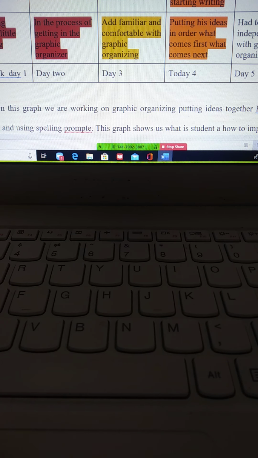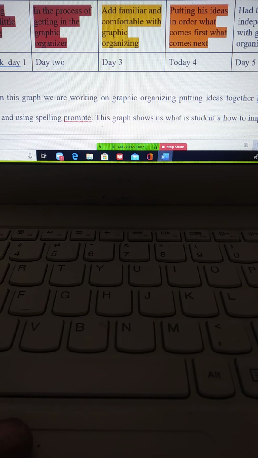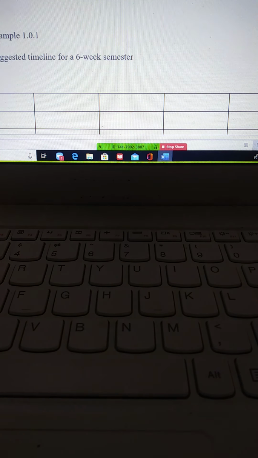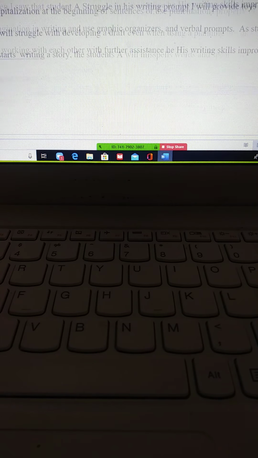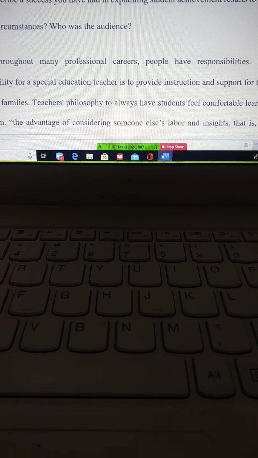I think that's a good idea though, because it's like a record of what the child is doing. So let's see what we have at the top here.